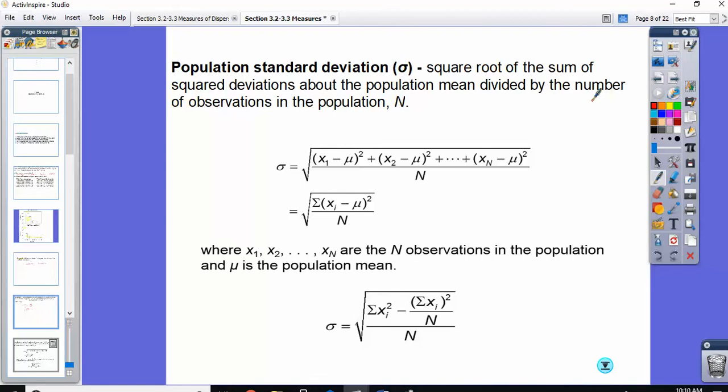The notation for standard deviation, if you're talking about the entire population, is this Greek letter called sigma. And there's a couple different ways it can be calculated. You can either take essentially each point minus the mean, square them, add them all up, divide by our number of points, and square root that mess. Or we can square each individual value, square the sum of all the values, divide by the total number, and square root. It's a big mess, no matter what.